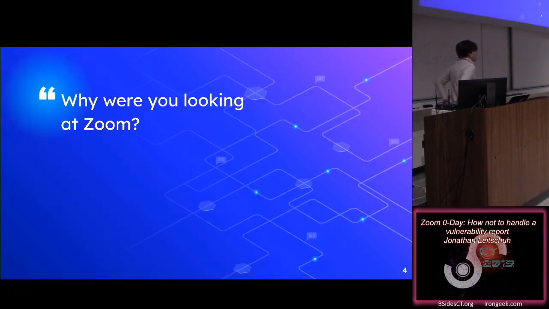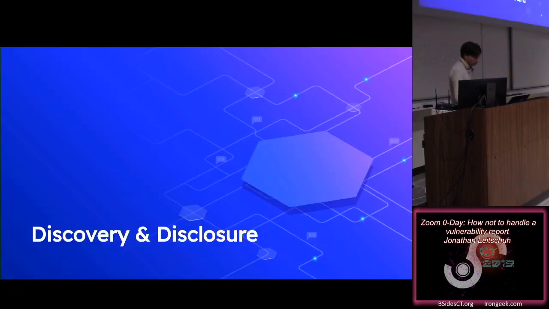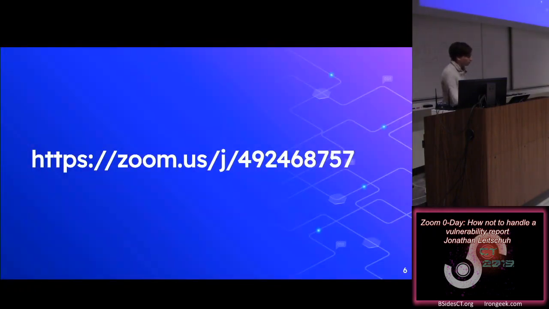One of the big questions I get regularly is, why were you looking at Zoom? The simple answer was, I was curious. I wasn't really looking for a vulnerability. I was curious how you could go from clicking a link like this to having a web page open in your browser to having an application running on your local machine. What was that chain of events that allowed that to occur? And how is Zoom doing this in a way that was secure?